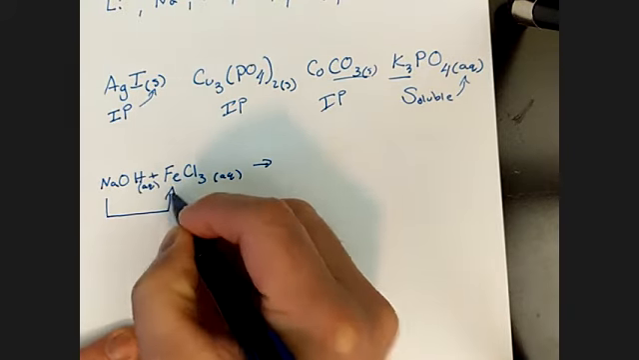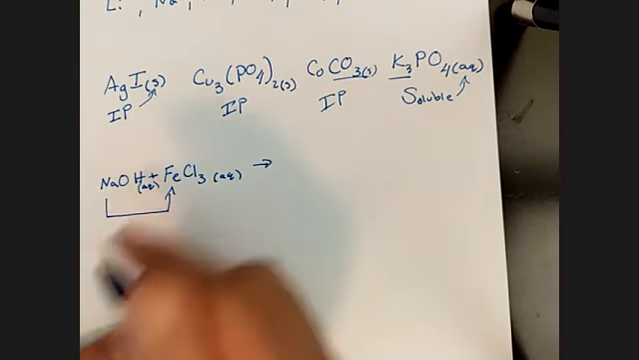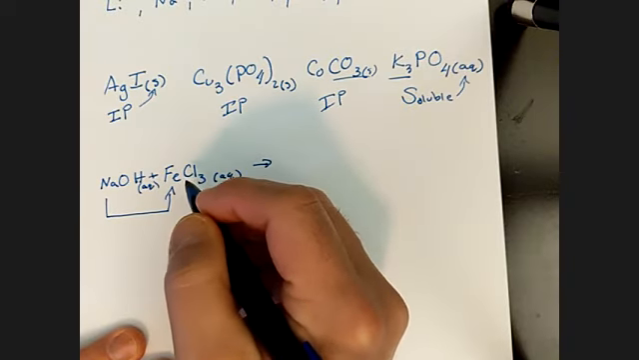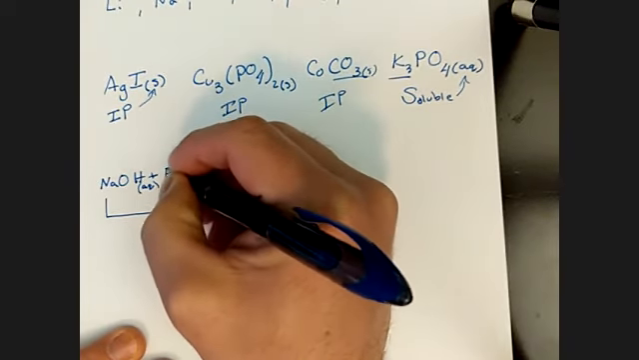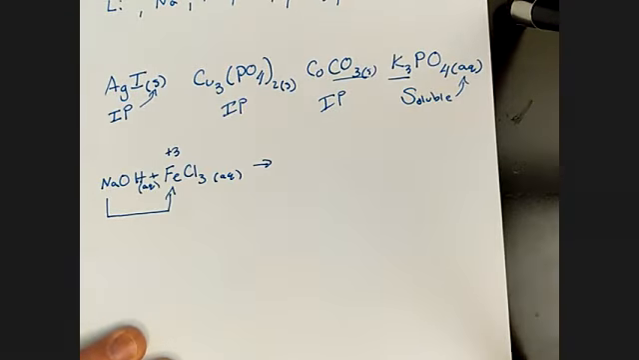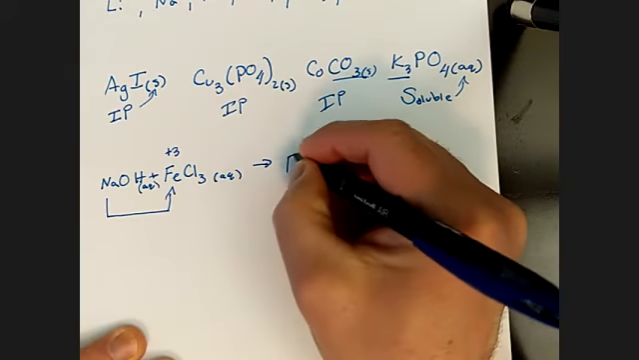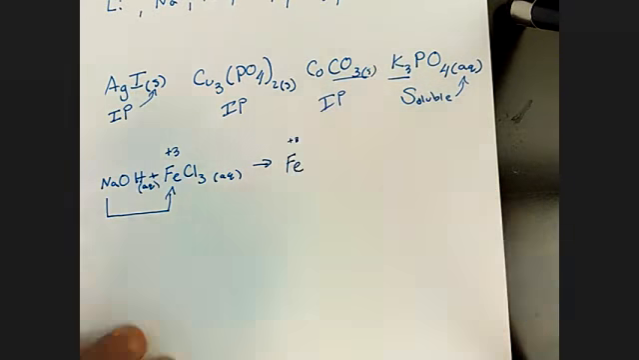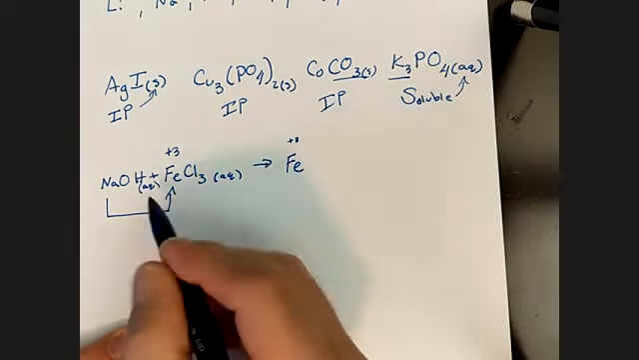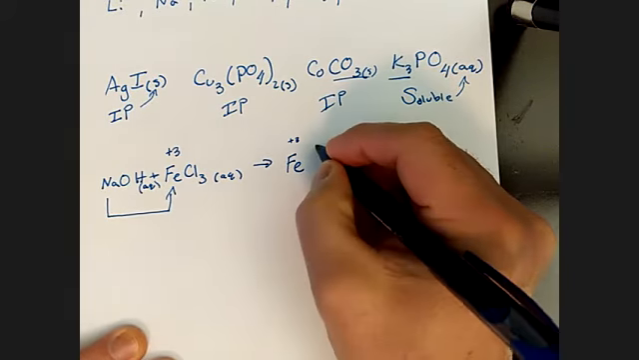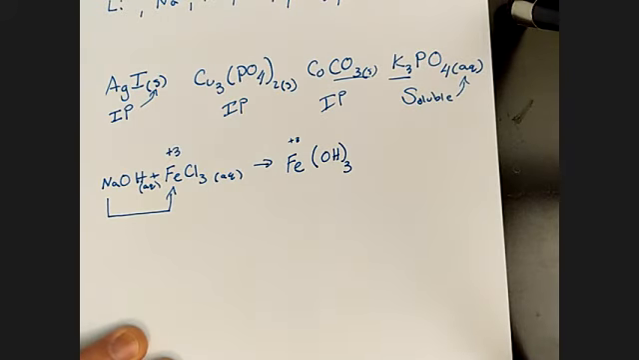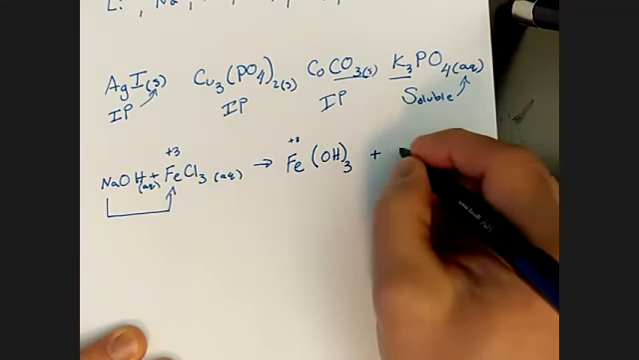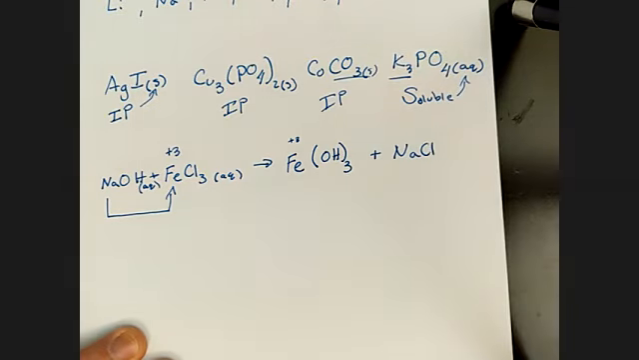So the positive ions are going to swap partners. In this case, the other thing to keep in mind here too is the charge doesn't change on the iron. So what is the oxidation state on the iron here is +3, right? So we would expect over here the iron to remain as a +3, okay? But it's going to swap and be paired with the hydroxide, okay? And then we're going to get our sodium chloride.